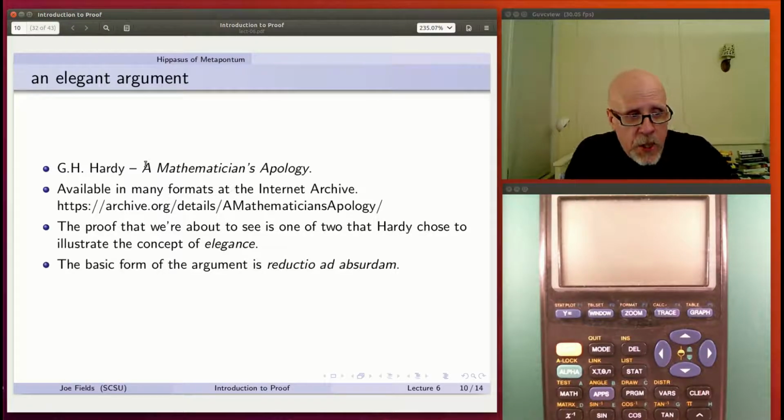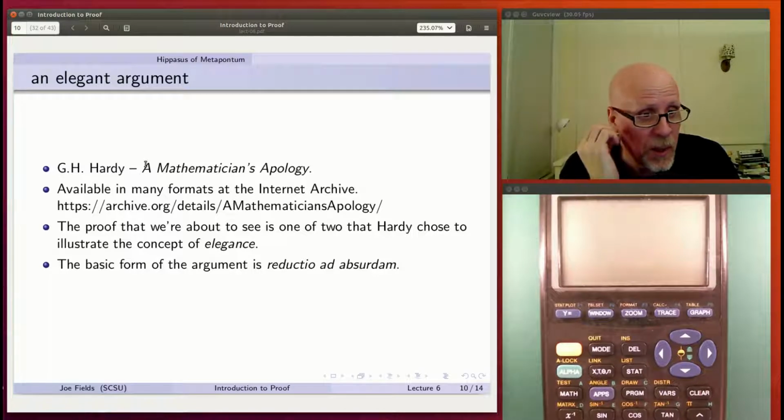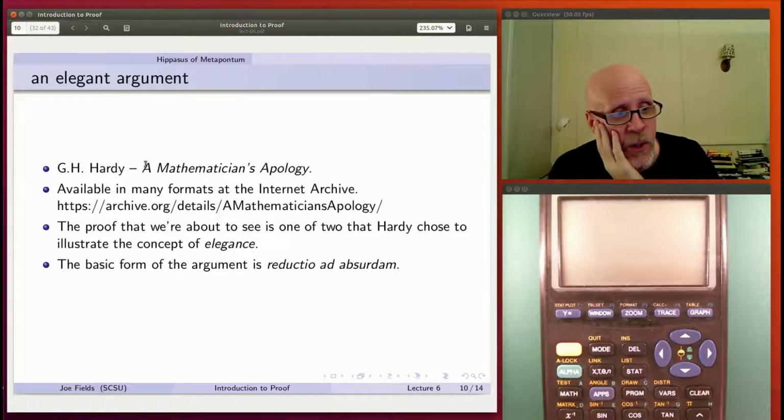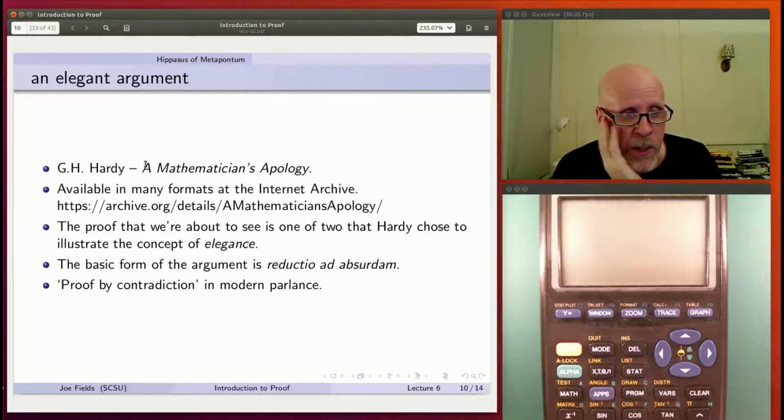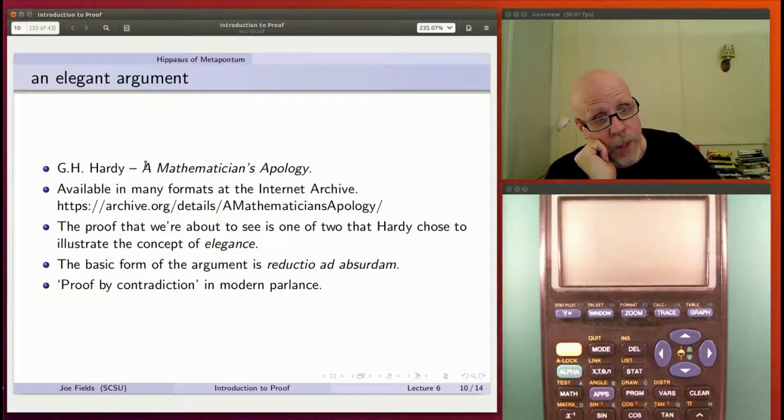The basic shape of the argument is what was known... well, probably, actually, this is Latin, so I guess in the Greek they probably had another word for it. I don't know what that was, but we call it today arguing by contradiction, proof by contradiction. In the past, it was known as reductio ad absurdum, or reduction to an absurdity. How does that work?